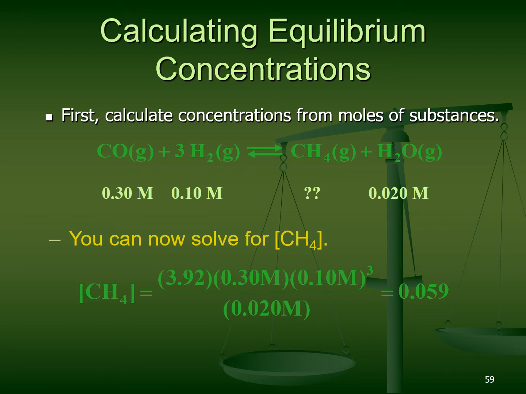So again, because it always goes to that same set point, we can find the equilibrium concentration of any of the others as long as we know the K value and all the others. We can find the one that we're missing.